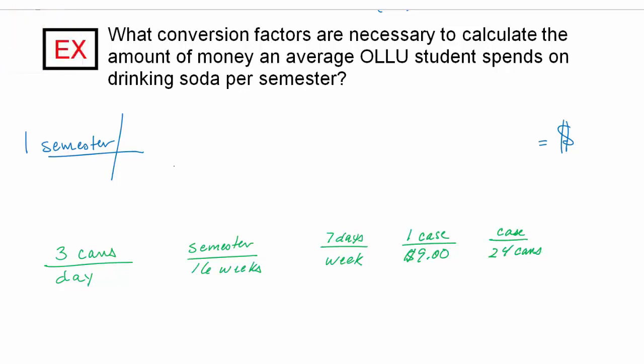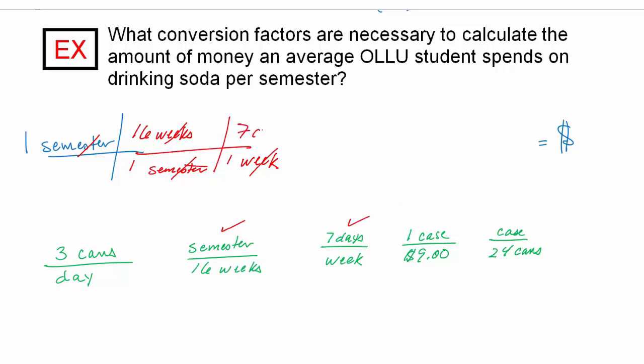Now semester has to cancel, so semester has to go on the bottom. See if you can find a conversion factor with semester in it. Here it is. In a semester, there's 16 weeks. Okay. Now weeks has to go in the denominator so it will cancel, right? Semesters are already canceled. In a week we've got 7 days. 1 week, 7 days. Now something with days in it. Here we go. There's 3 cans per day. 1 day.